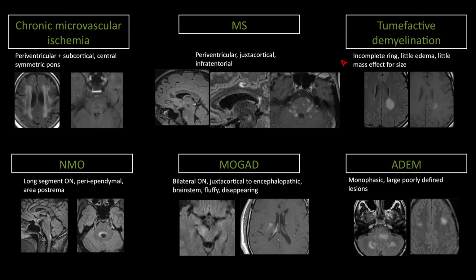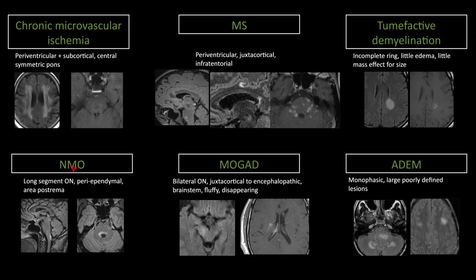We talked about tumefactive demyelination. These are the larger demyelinating lesions that can sometimes mimic a tumor. And the key things to remember about those are the incomplete ring pattern of enhancement and the fact that they will have very little edema or mass effect given their size. Like if you had a tumor of this size, there'll be a lot of vasogenic edema and mass effect, versus this demyelinating lesion is pretty much not causing any mass effect or edema.